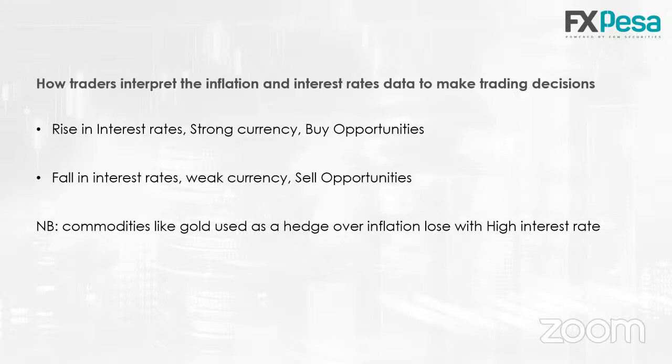Note that commodities like gold are used as a hedge against inflation. This means people buy gold when they want to protect themselves from inflation. They move from other instruments and buy gold to protect themselves. There are also currencies like the US dollar, which are used as a hedge against inflation because they're considered strong, and CHF as well, and even JPY sometimes.